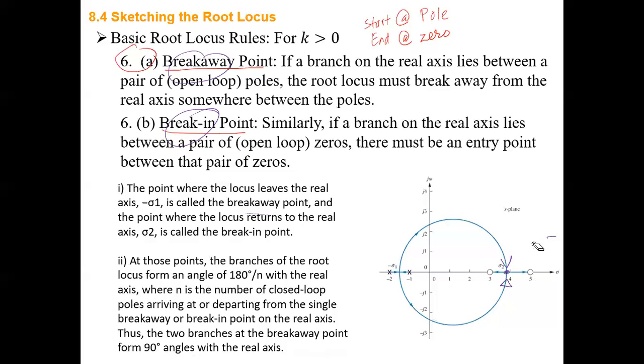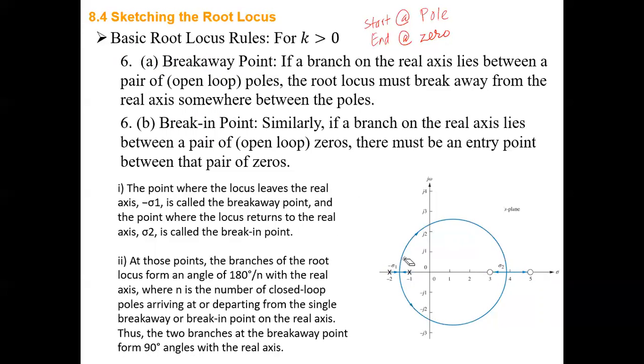Okay, so let's conclude it. If you have 2 poles, then the root locus breaks away from some point in between the poles. Between these 2 poles, they break away from here. This goes this way, the other guy goes this way. They break away. And here, they break in. Those points are called breakaway and break-in points.